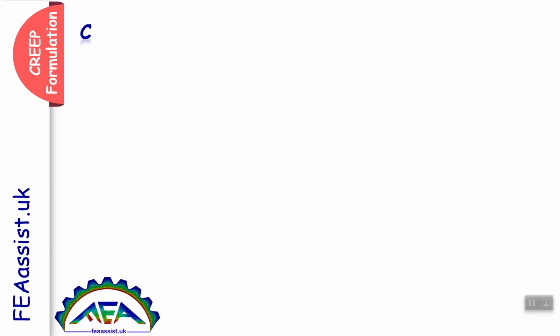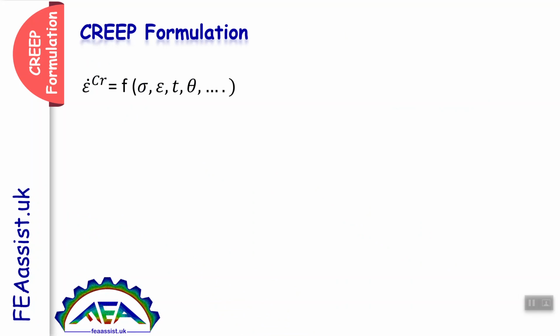Creep formulation. In creep formulation, creep strain rate is a function of stress, strain, time, temperature, or other variables. This function has some forms. For example, time-dependent creep, in which strain rate is a function of deviatoric stress and time. By entering the parameters A, N, and M, you can predict the behavior by this equation. This equation is very simple, but it is not precise.